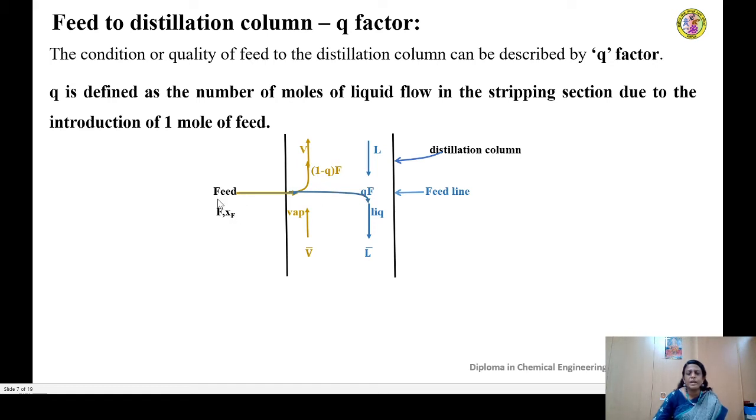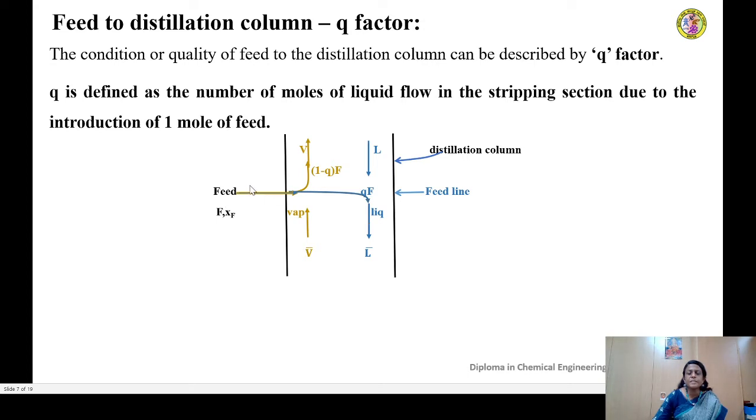Okay, so since we have F kilomoles of feed entering as per our assumption, the total amount of liquid, that is moles of liquid that flows in the stripping section due to the introduction of F kilomoles of feed, will be equal to qF kilomoles of liquid, and (1 minus q) into F will be the kilomoles of vapor that is getting added to the distillation column. So now this condition also alters the vapor and liquid flow rates.